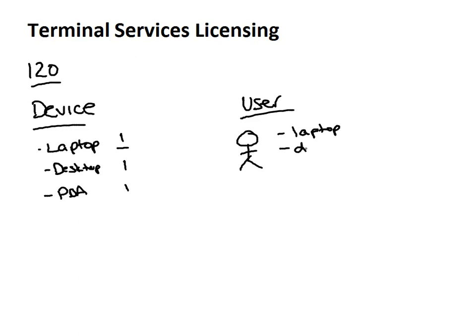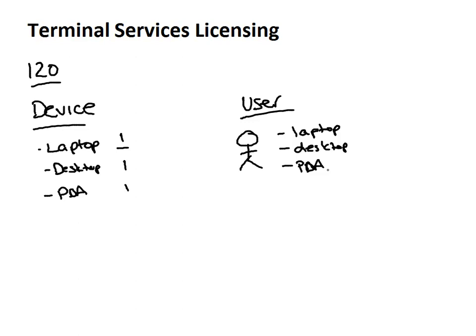He might also have a desktop. That's another one. And of course, let's just say he's got the same devices here. He's got a PDA or a smartphone and so on and so forth. Well, that's 3 devices already, but we've only got the one user who's using them. So in this case, instead of buying 3 device licenses, you can just buy 1 user license, and that might work out to be a little cheaper.